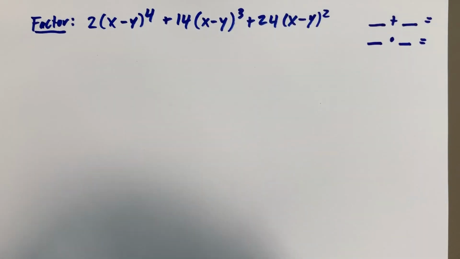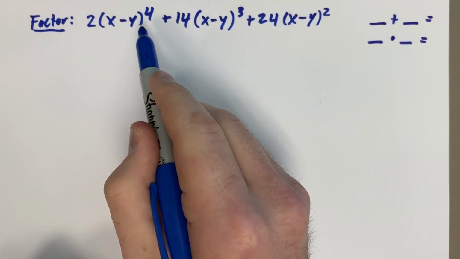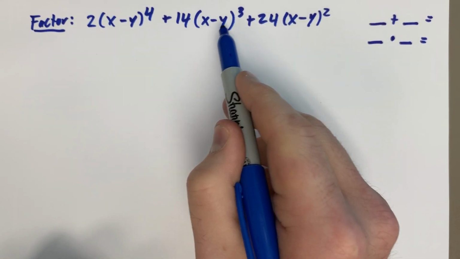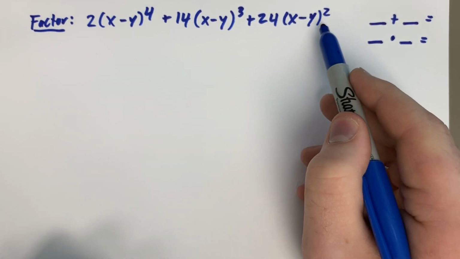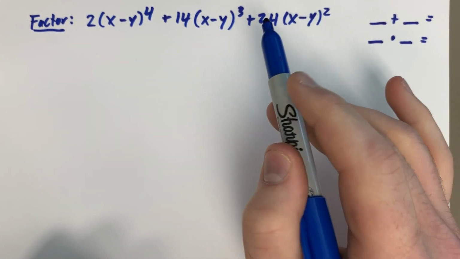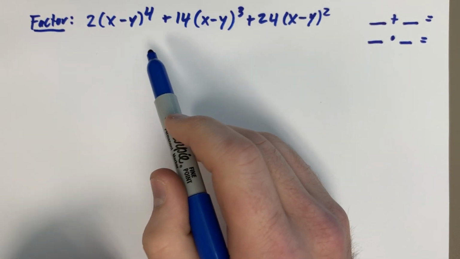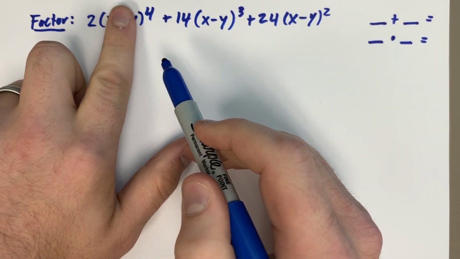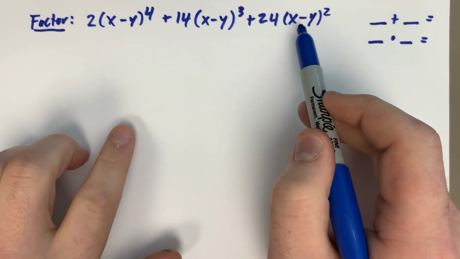In this video, we're going to be factoring the expression 2 times quantity (x − y) to the fourth plus 14(x − y) to the third plus 24(x − y) to the second. This is very similar to the last several examples that we've done in difficulty 4, where we don't have an expression that involves just one variable.